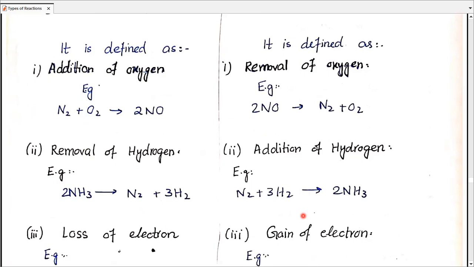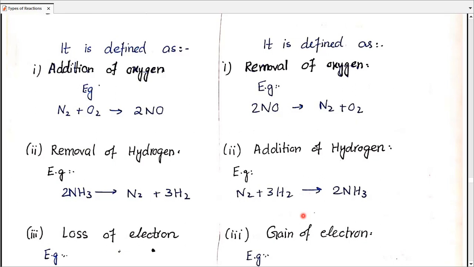The first way to define is addition of oxygen for oxidation and removal of oxygen as reduction, something you're already pretty familiar with. And as soon as you saw the zinc copper oxide reaction, you were immediately able to point out which one is going through oxidation and which one through reduction. So I hope you understand the first point already. Am I right? Yes, sir.